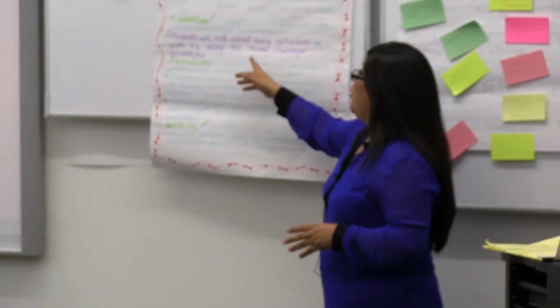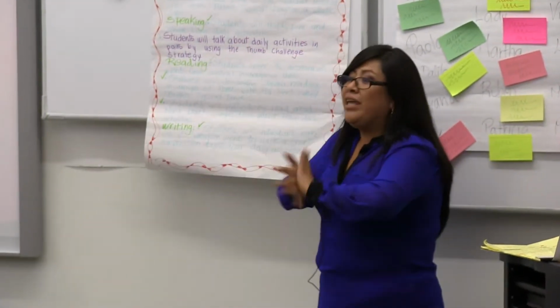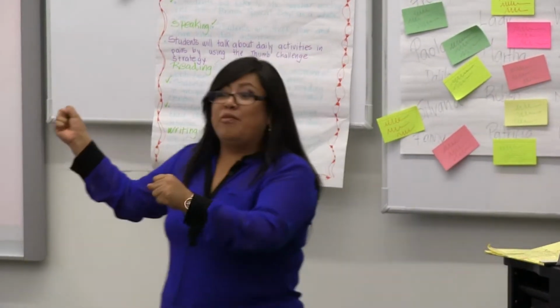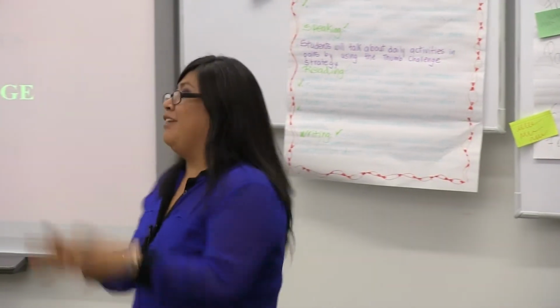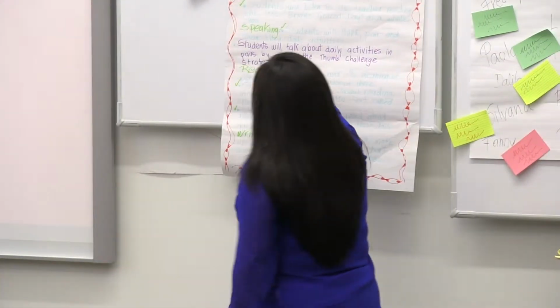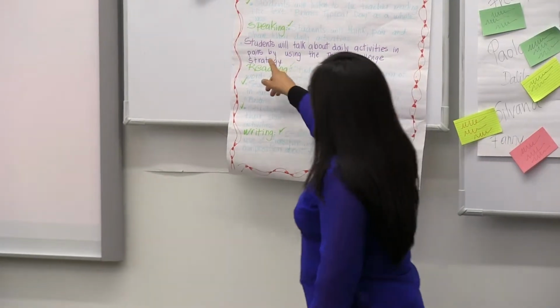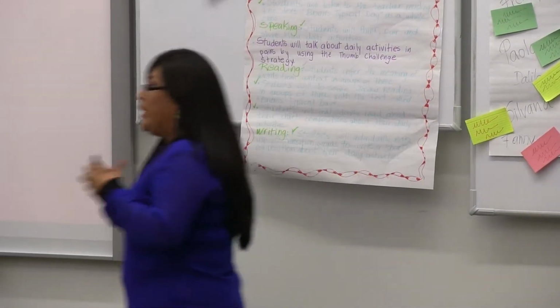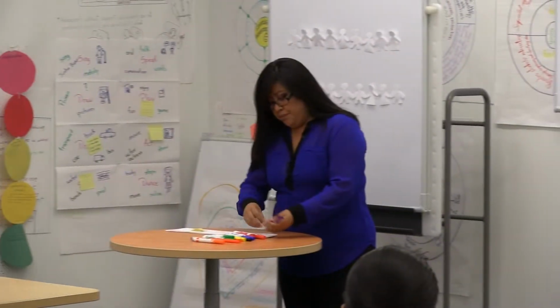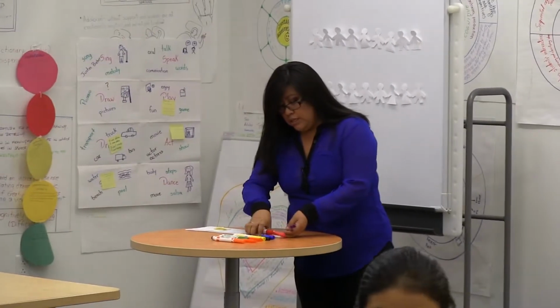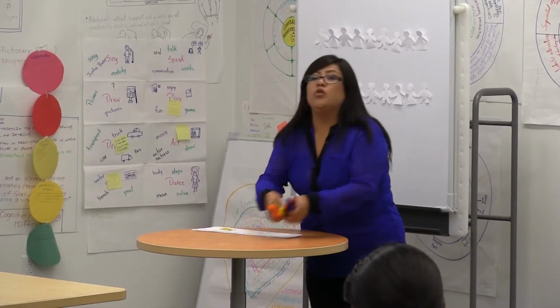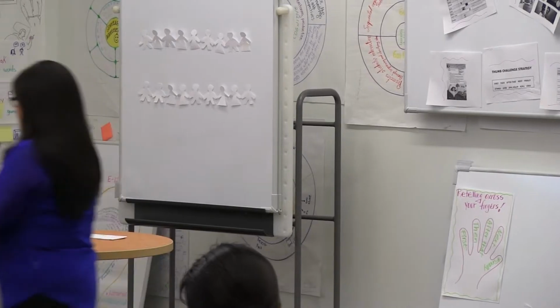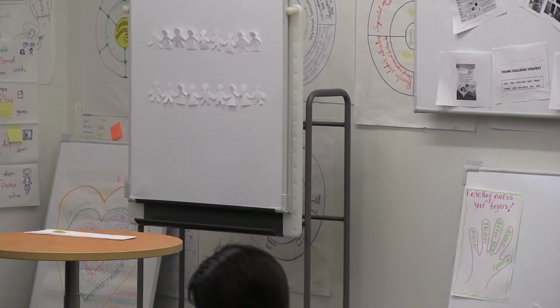So, but today we are going to do our final. Then we can go home and have a party because today is Friday, finally. Okay, so students will talk about their activities in pairs by using the thumb challenge strategy. Okay? We will work in pairs, so I'm going to give some colors, and then you're going to choose. And then you are going to look for your pair. Okay? Choose one color, please.